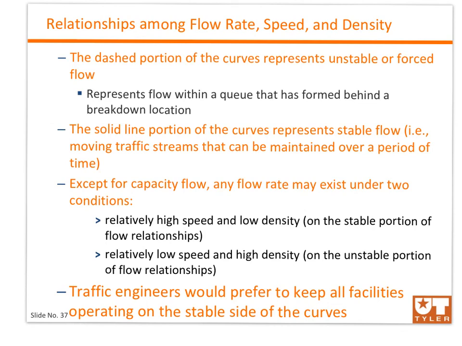So except for capacity, flow and flow rate may exist under two conditions. Again, the same flow can occur under two conditions. I can have a good flow at either relatively high speed at low density, which is going to be on the stable portion of the flow curve, or I can have a good flow rate at relatively low speed at high density. And again, this happens at the unstable portion of the flow relationship. So which one do you want to be at? As a traffic engineer, you would always prefer to keep all the facilities operating on the stable side of the curve.